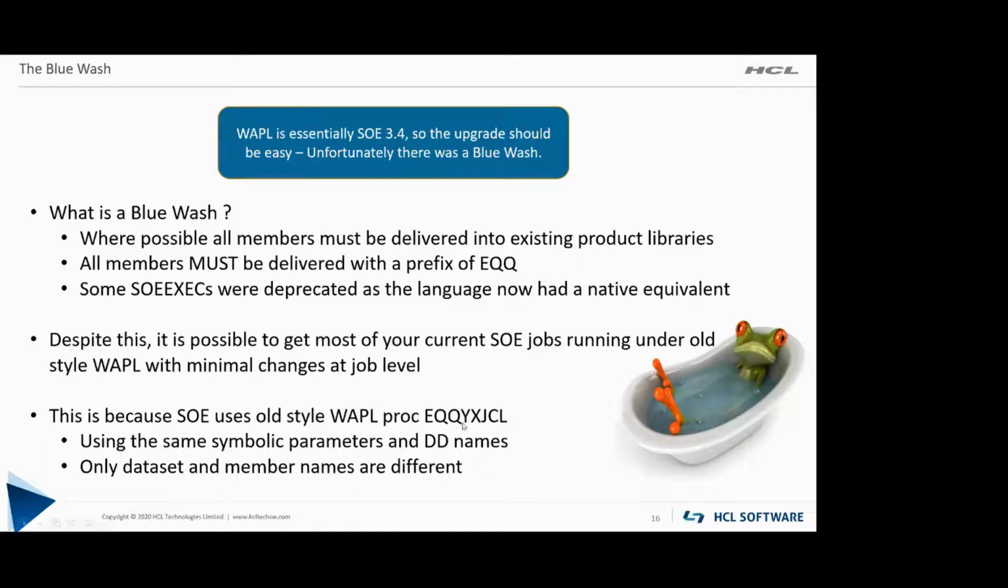Now, despite this, it is possible to get most of your current SOE jobs running under old style WAPL with minimal changes at job level. And that's because SOE already used a prop called EQQYXJCL. And that is the one that was provided with WAPL version 1. And it uses the same symbolic parameters, same DD names, only dataset and member names are different. So how do some of those things translate?